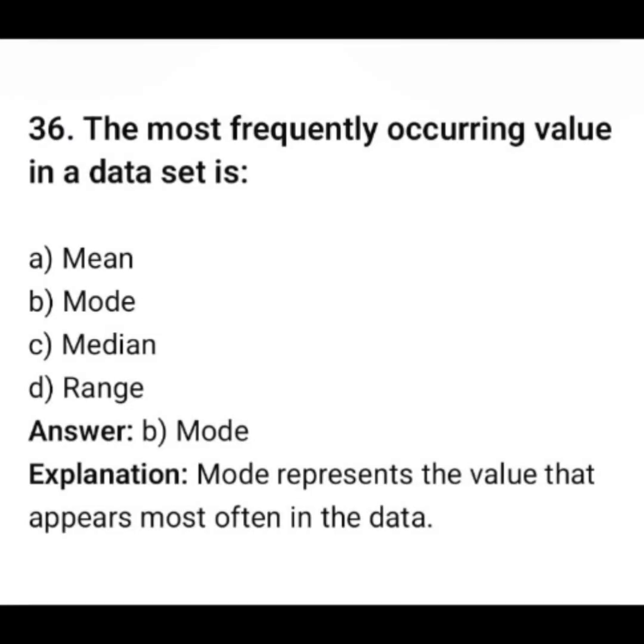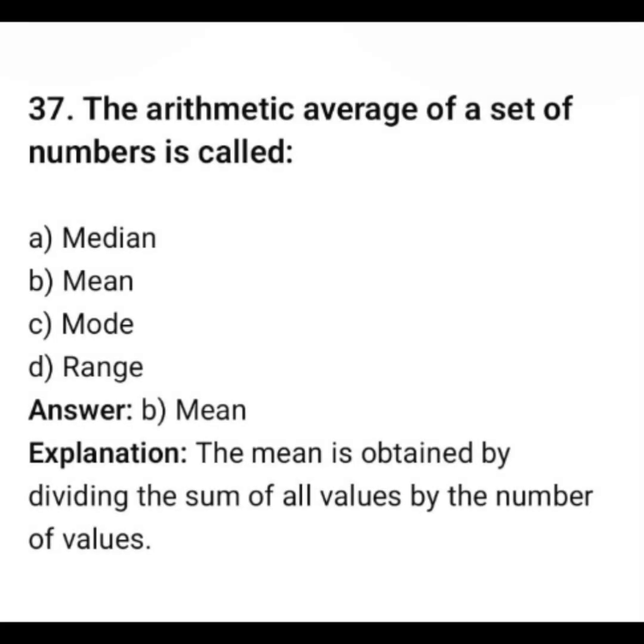The most frequently occurring value in a data set is: mean, mode, median, range. The correct answer is option B, mode. Mode represents the value that appears most often in data.